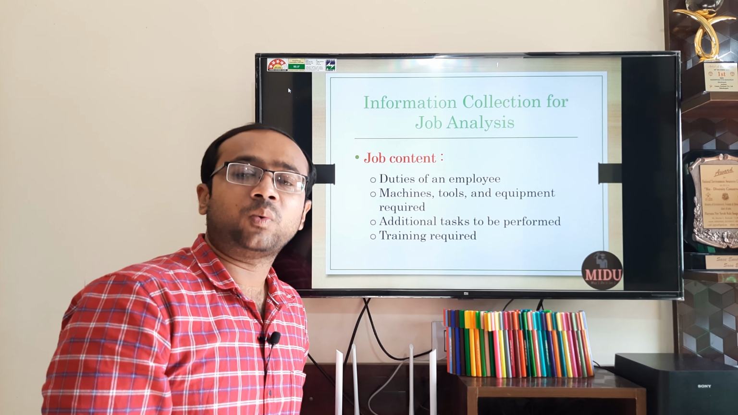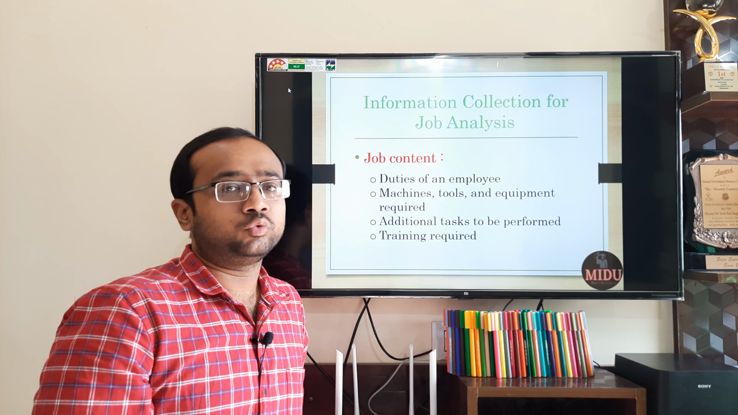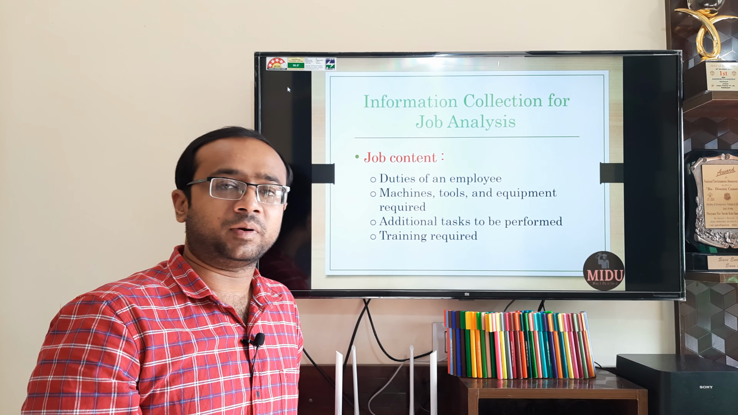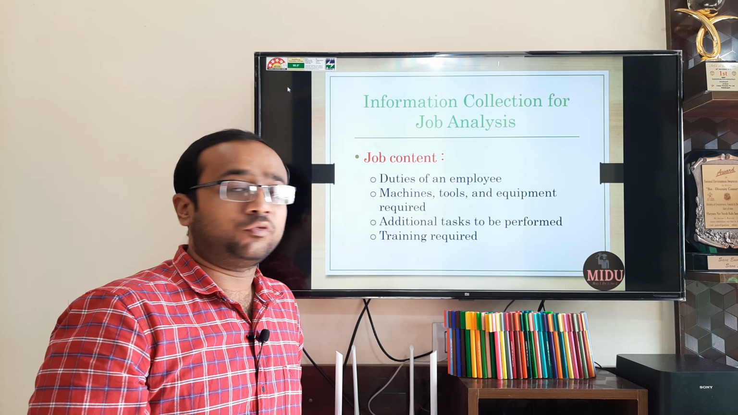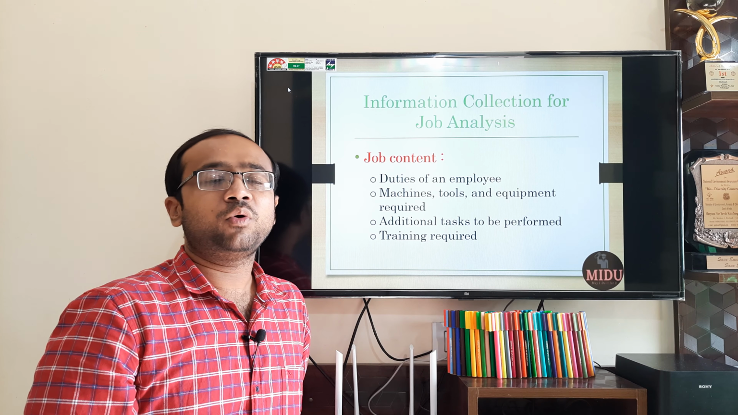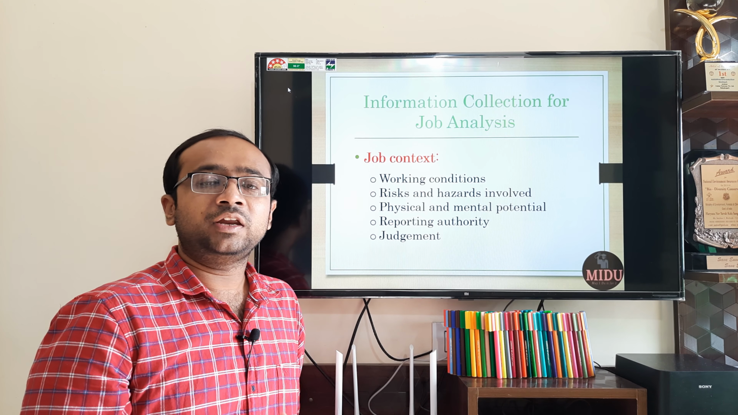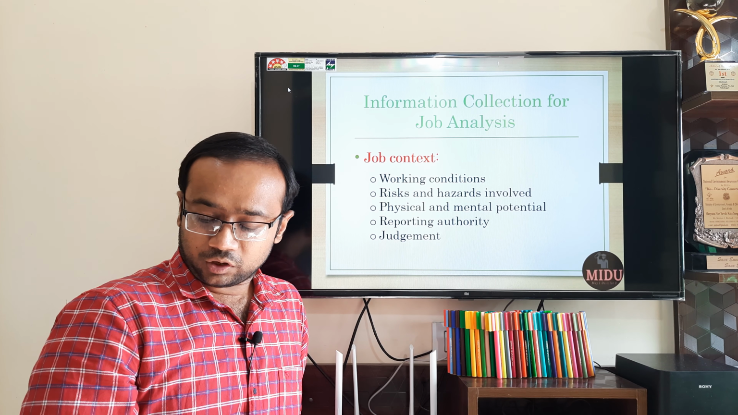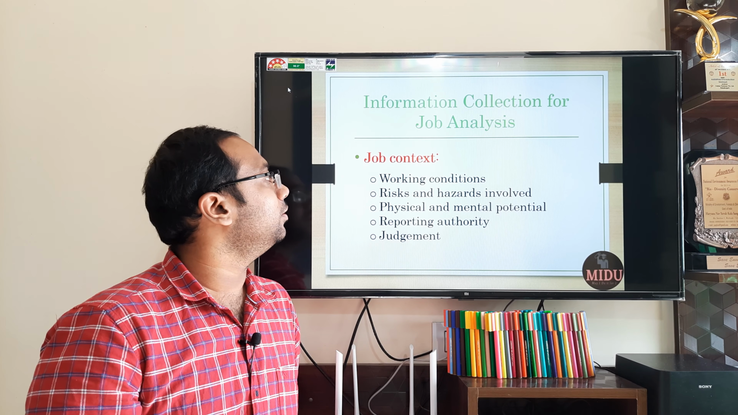Fourth, training required. To be able to do that job, any specific training that person requires forms a part of your training required and is the fourth element of job content. After you have worked on job content, then you need to define the job context. Job context again has 5 elements.